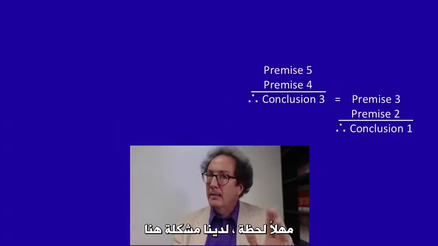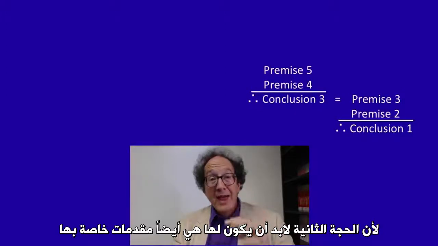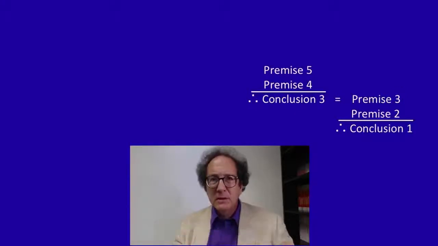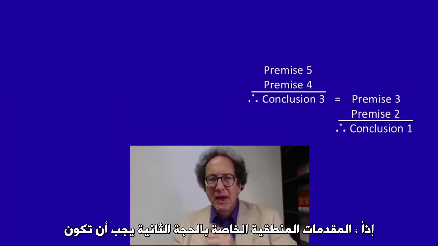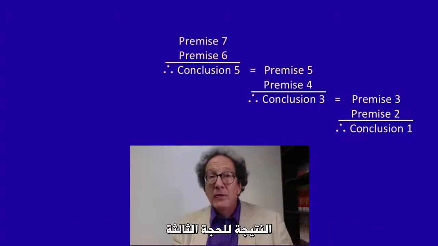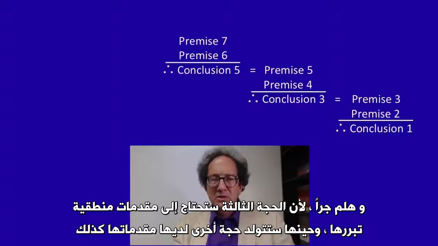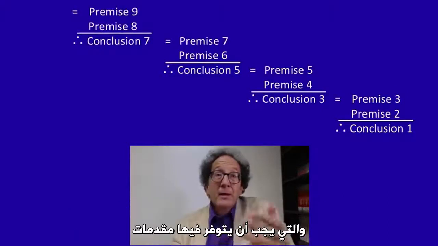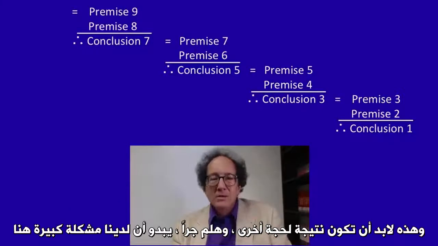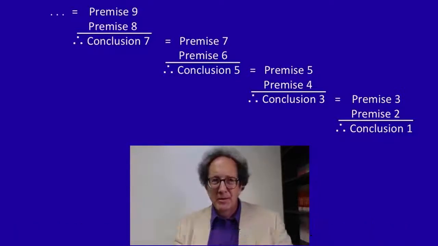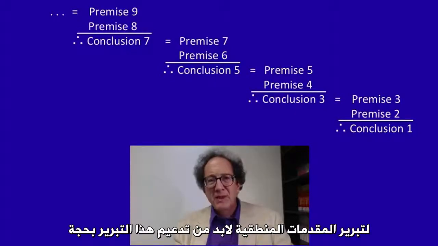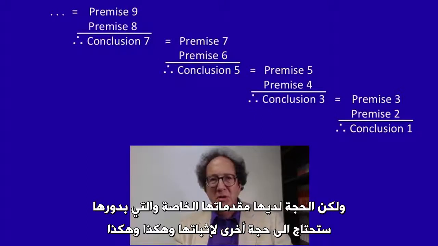But wait a minute, now we've got a problem, because that second argument is itself going to have premises, and you have to be justified in believing those. So the premises of the second argument have to be the conclusion of a third argument, and so on, because the third argument needs premises that have to be justified, so they have to be the conclusion of another argument, which also has to have premises, and so on and so on. It looks like we've got a real problem here. In order for the premises to be justified, they have to be backed up by an argument, but the argument has premises of its own that have to be backed up by another argument, and so on and so on.